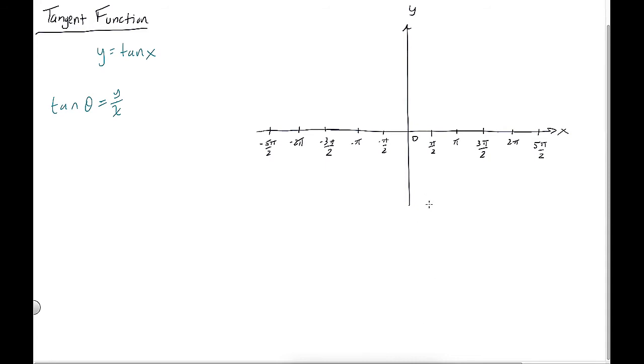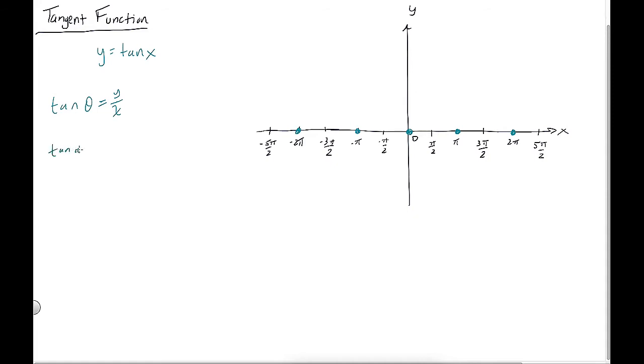Now, for tangent, whenever you get an x-intercept, in other words, whenever the graph goes through the x-axis here, y must be 0. So that's going to happen at 0, at pi, 2 pi's. So we're going to reflect it over here. There is some symmetry to tangent. So those are your x-intercepts, and that comes from the knowledge of the unit circle.